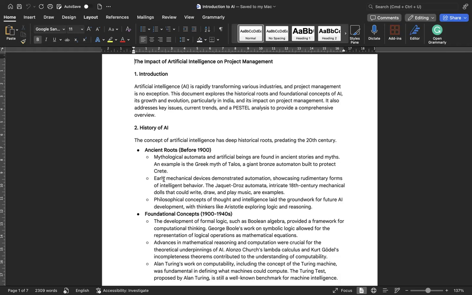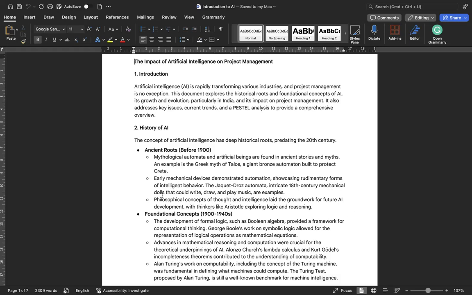So these are some examples. Then there are the early mechanical devices which demonstrated automation, showcasing rudimentary forms of intelligent behavior. We had a few examples of these as well, that is the Jacquard automata. You can see all these in research papers: intricate 18th century mechanical dolls that could write.